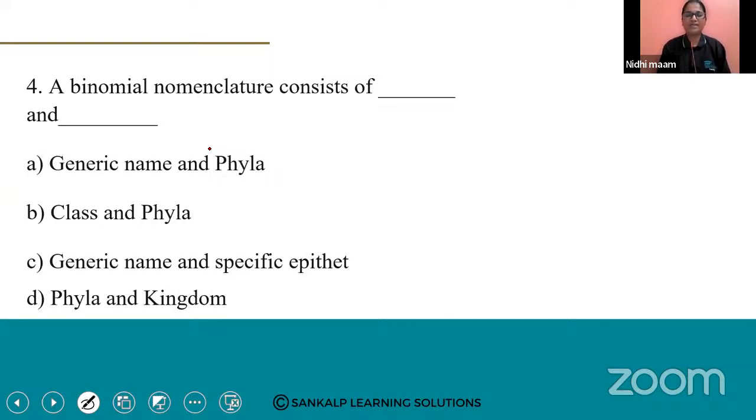A binomial nomenclature consists of what? Dash and dash. Generic name and phyla, class and phyla, generic name and specific epithet, phyla and kingdom. Very easy question. Yes, come on. Vaividya answered it. Okay. Valentina answered it. Fine. Davina answered it. Good.